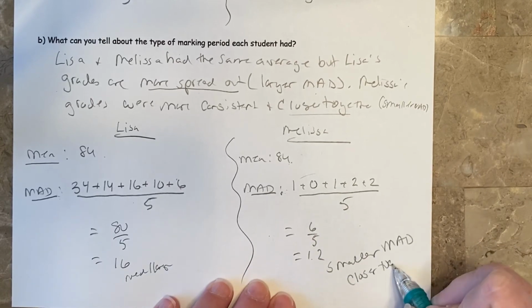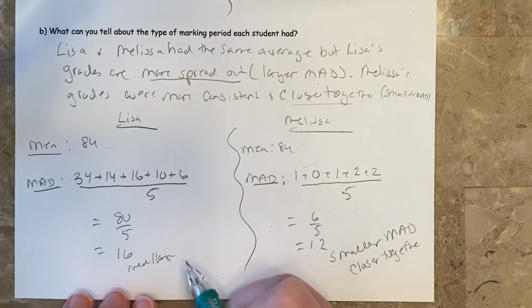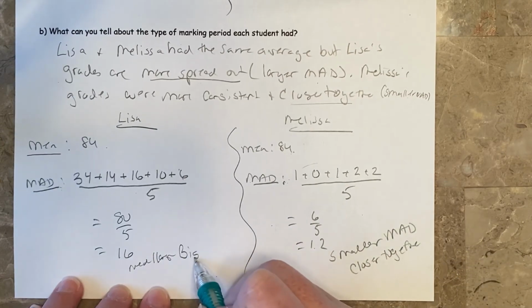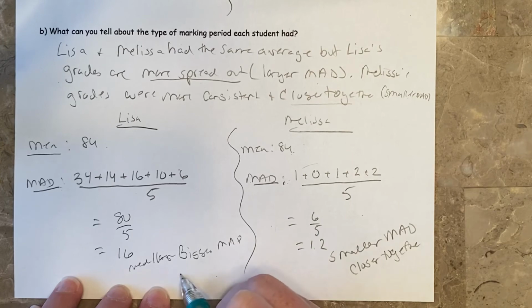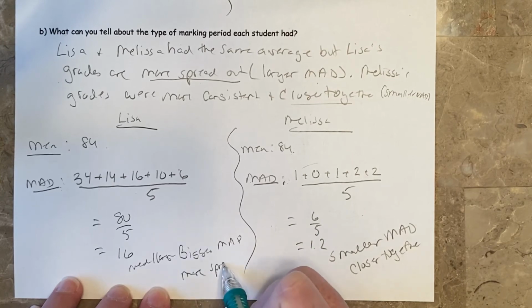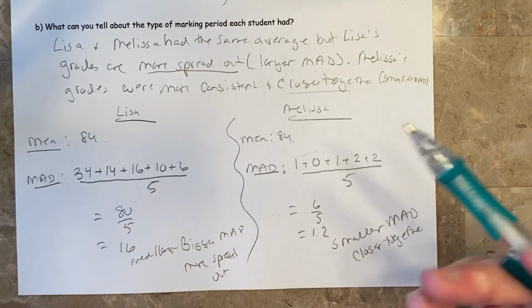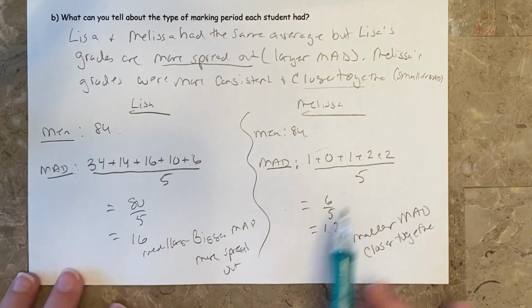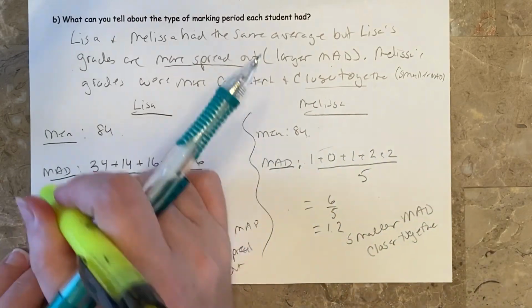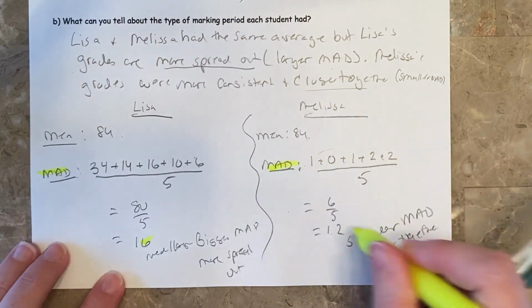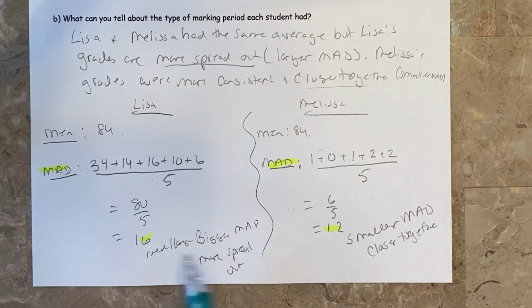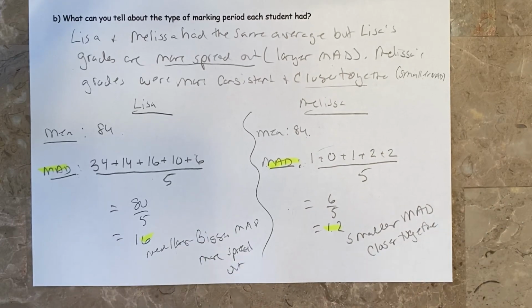This is going to be closer together, where this one over here was your bigger MAD, and that's because these were more spread out. So if the Regents had asked you this question, they should actually justify. Justify usually means they want to see the math, so this is what you'd be showing. You'd be showing that her MAD is a lot bigger than Melissa's. More spread out, numbers closer together. All right, hopefully this helped.